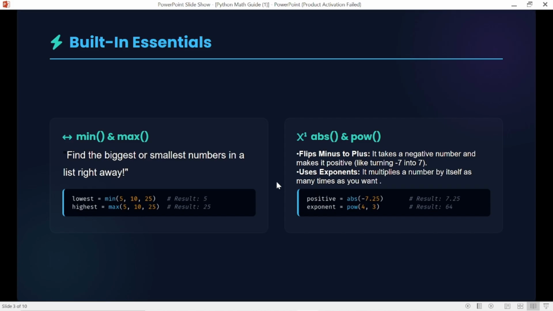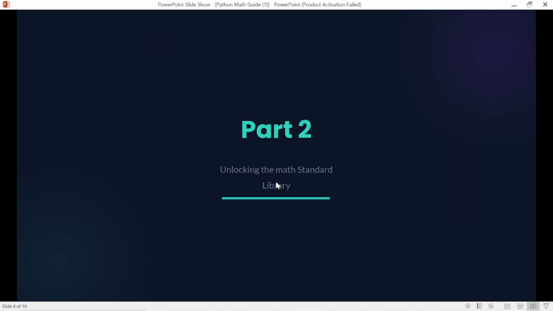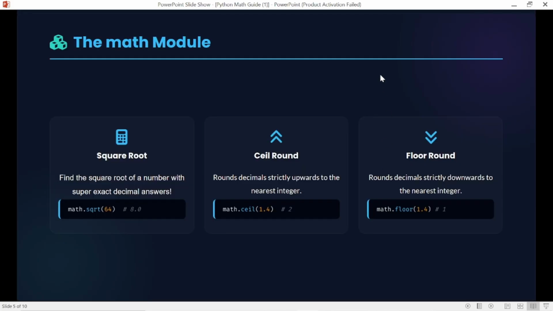Now let's go to part 2, which is the math library. For using the math library we have to import it, as I told you first. So first look at some methods of this math module. The first method is square root. Find the square root of a number with super exact decimal answers. These answers will come in float, not in int, not in integers. They will come in decimals.